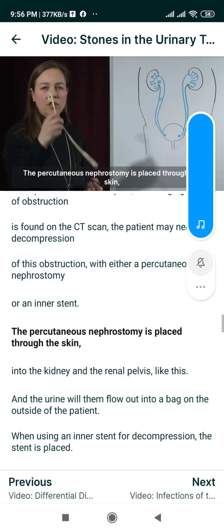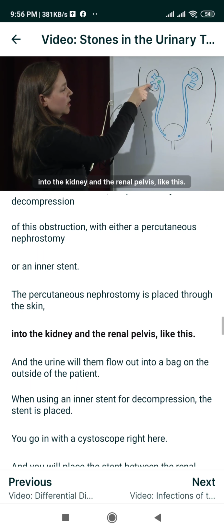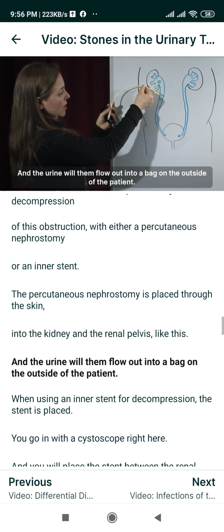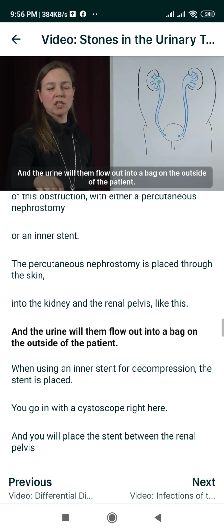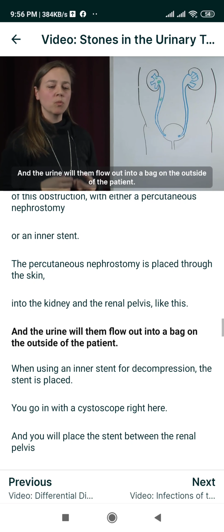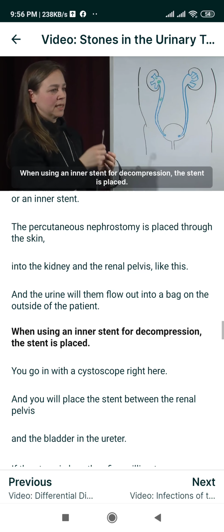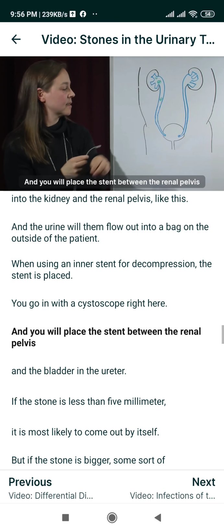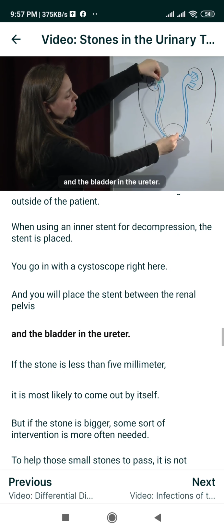The percutaneous nephrostomy is placed through the skin into the kidney and the renal pelvis like this, and the urine will then flow out into a bag on the outside of the patient. When using an inner stent for decompression, you go in with a cystoscope right here, and you will place the stent between the renal pelvis and the bladder in the ureter.